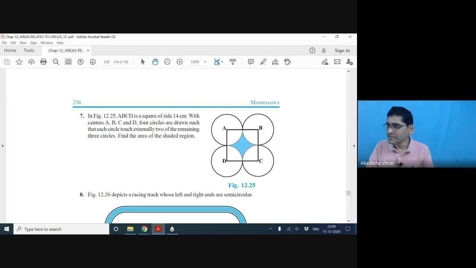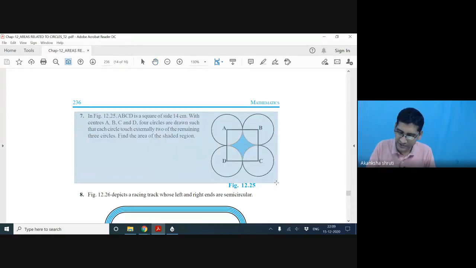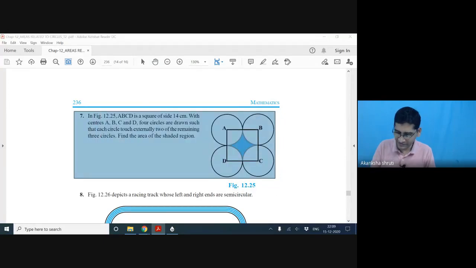So area of circle, for that we need the radius of circle. Radius of circle will be half the side length of this square. It's so simple. But anyhow, many a time our students are getting confused. Let me give a hint.